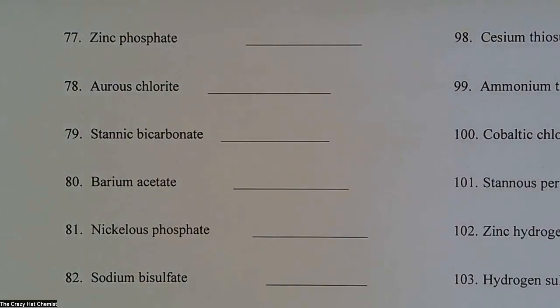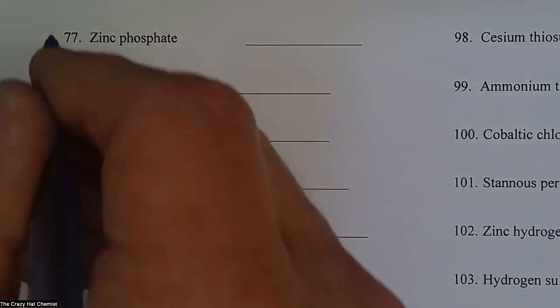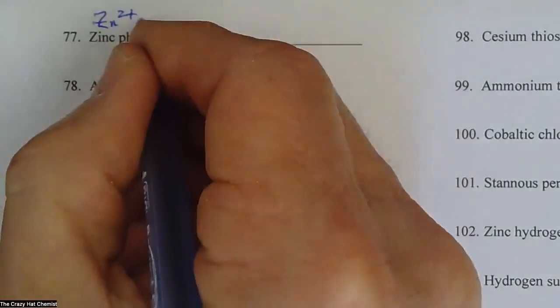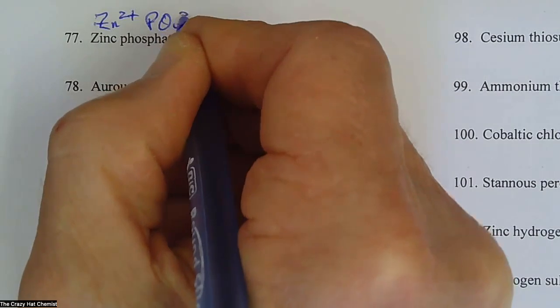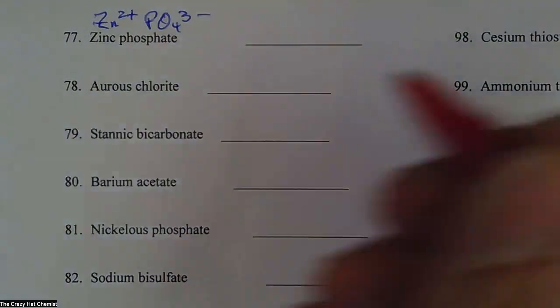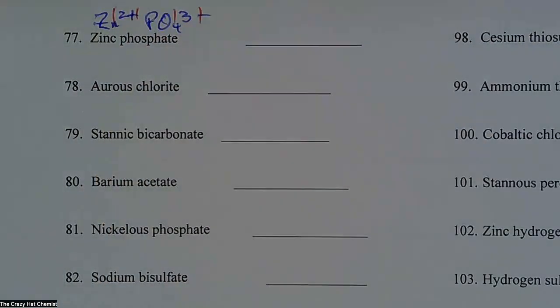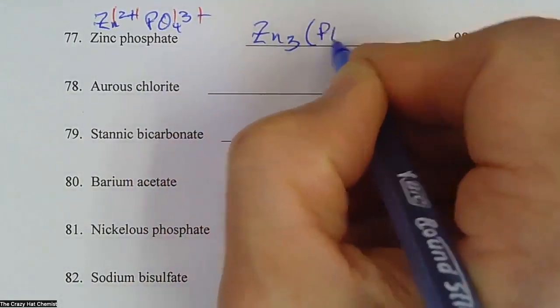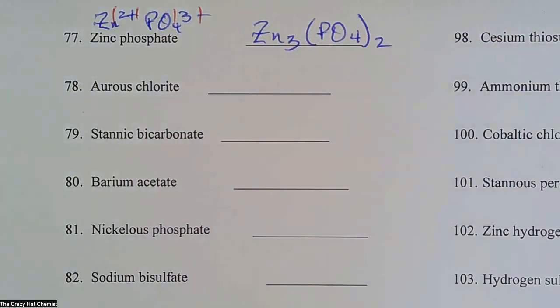And we're right here at the top, and this is zinc phosphate. So that's Zn2+, that's a periodic trend charge, and phosphate is PO4 3-. I'm going to take the absolute value of these right here, and then I get Zn3(PO4)2 with a 2 outside.